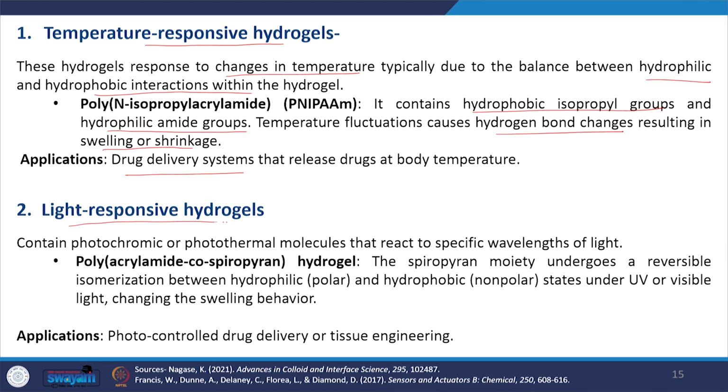The next one is light responsive hydrogels. These hydrogels contain photochromic or photothermal molecules that react to specific wavelength of light. Some of the examples are like polyacrylamide-co-spiropyran. The spiropyran moiety undergoes a reversible isomerization between hydrophilic and hydrophobic states under UV or visible light, which leads to the change in the swelling behavior. So the application is we can use the photo controlled drug delivery or tissue engineering. For example, we can use the light, and with respect to the light, we can control the release of drug. So this is a light responsive hydrogel.